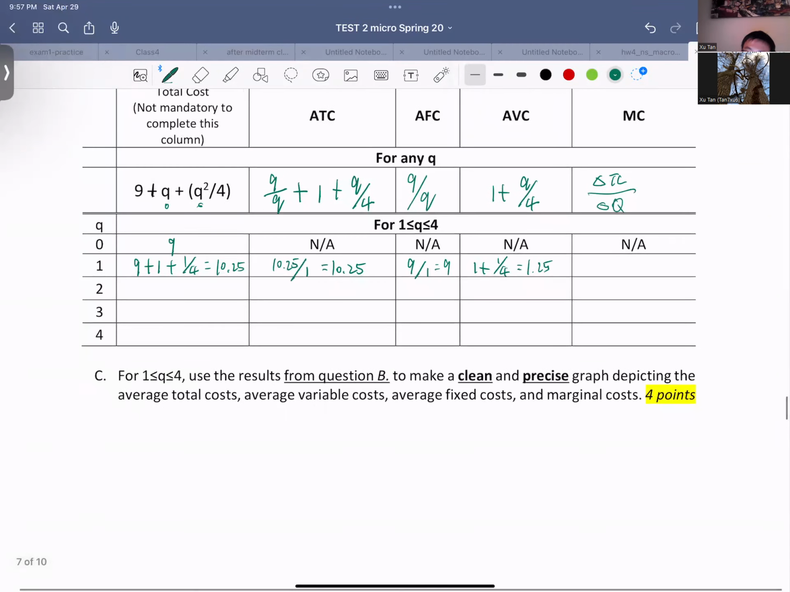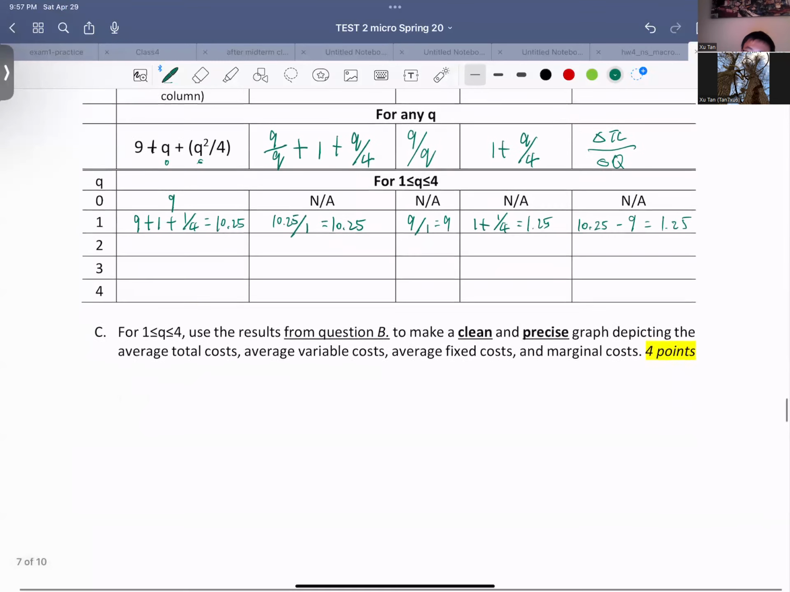And we have a change in total cost and change in Q. So previously we have 9, and now we have 10.25. 10.25 minus 9 goes to 1.25. So our marginal cost is 1.25.